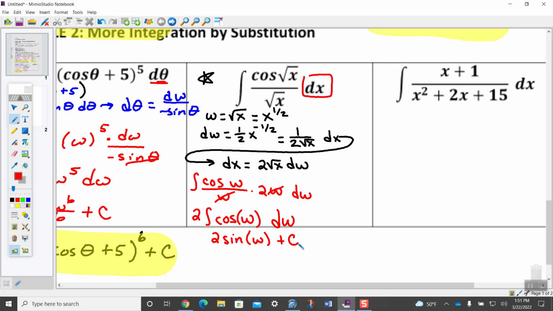And this is the part right here, guys, where we say, all right, I've gotten the antiderivative with respect to w, so let's put it back in terms of the variable that started. Well, w was what? Yep. So this is going to be in the end 2 times the sine of the square root of x plus c.